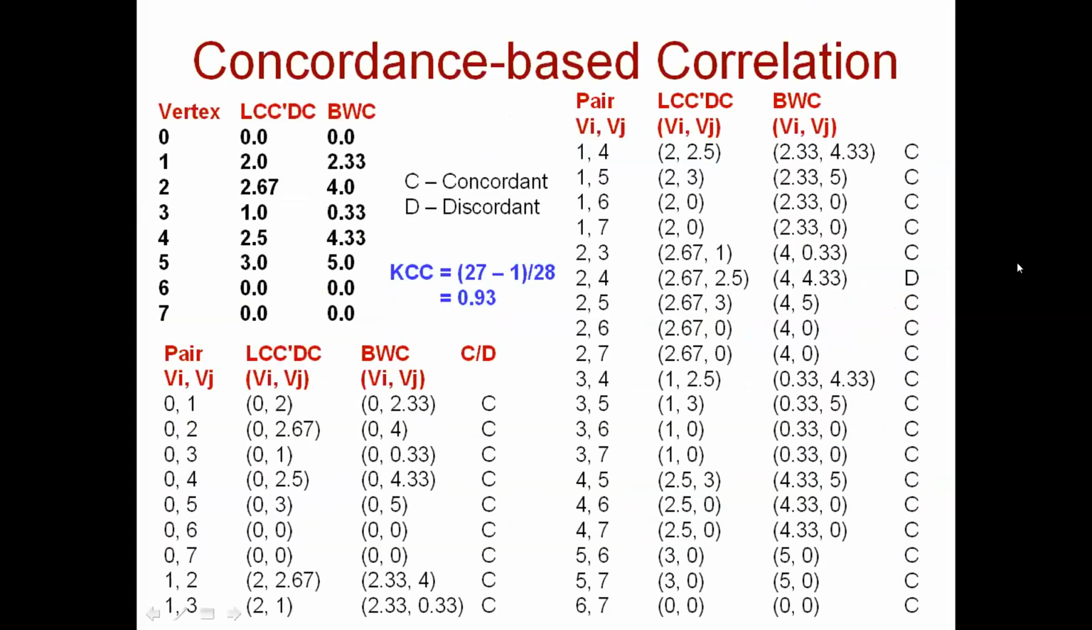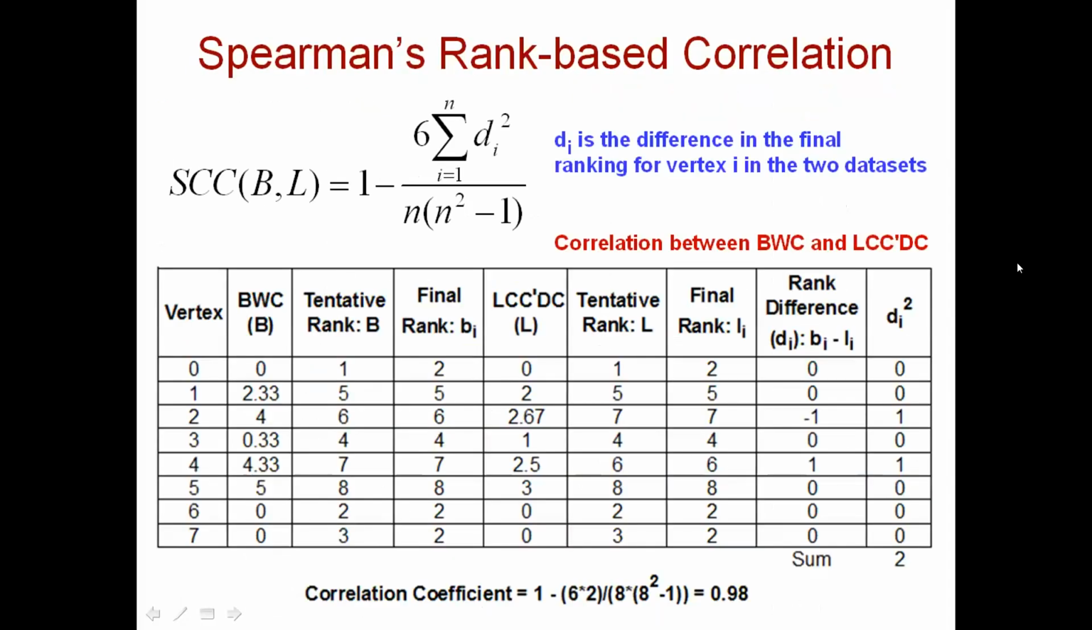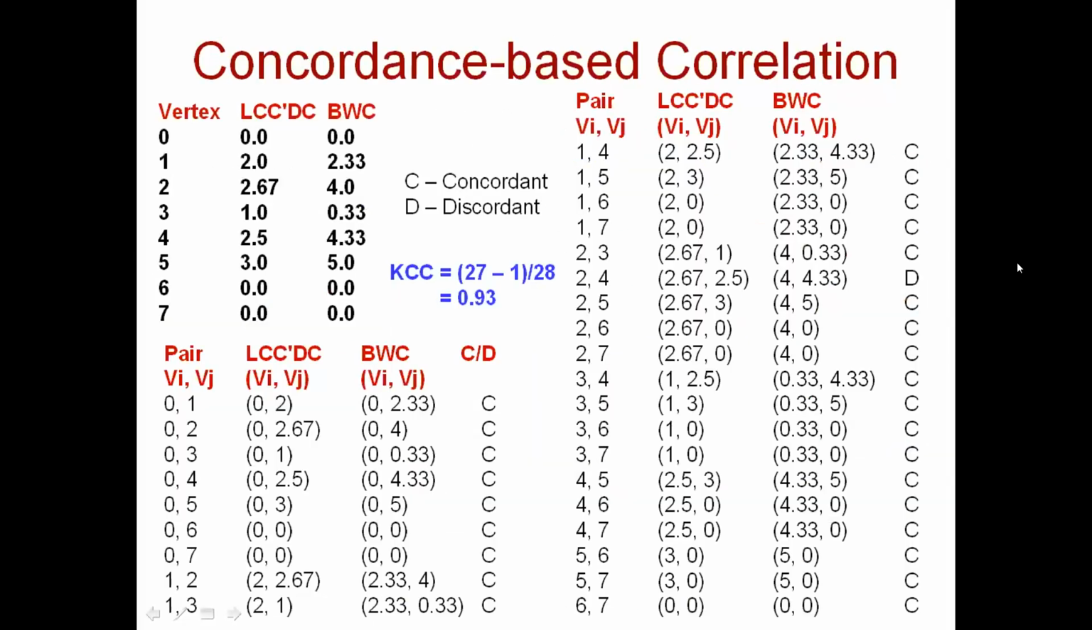And there's another correlation metric we can use to assess how close these two are going to be. It's called the concordance based correlation. The Spearman's rank based correlation is for network-wide or global ranking, whereas this one is pairwise ranking. So if I pick two vertices, say the pair 1, 4. If the LCC prime DC of node 1, which is 2 given here, is less than the LCC prime DC of node 4, which is 2.5. So 2 less than 2.5.